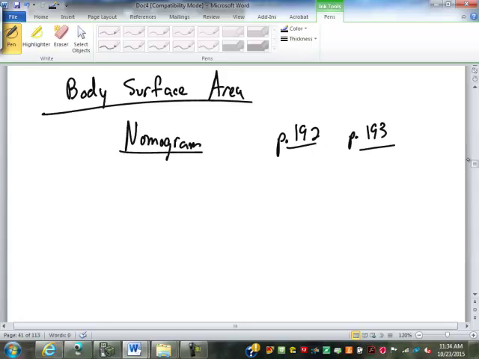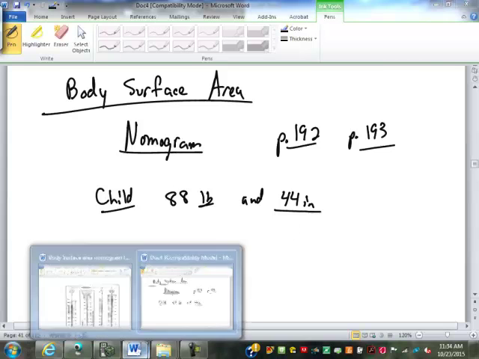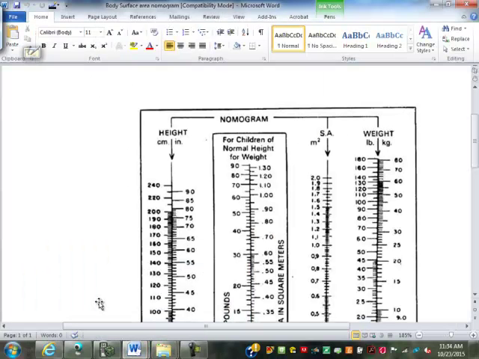And well, let's just do this. For example, let's say that we have a patient. So we have a child who is 88 pounds and 44 inches tall. So 88 pounds and 44 inches. Here is our nomogram.